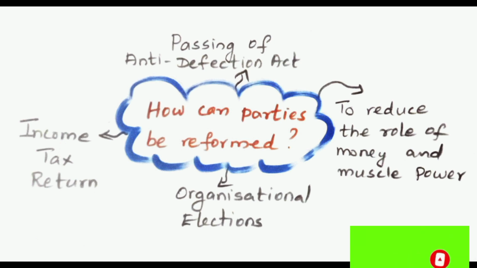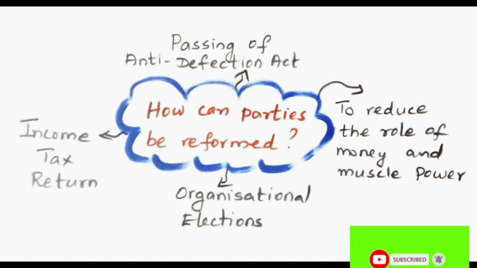Next one is to reduce the role of money and muscle power. In order to reduce the role of money and muscle power in the elections, the Supreme Court has passed an order which says that every candidate who contests elections will have to file an affidavit giving details of his property and the criminal cases pending against him.